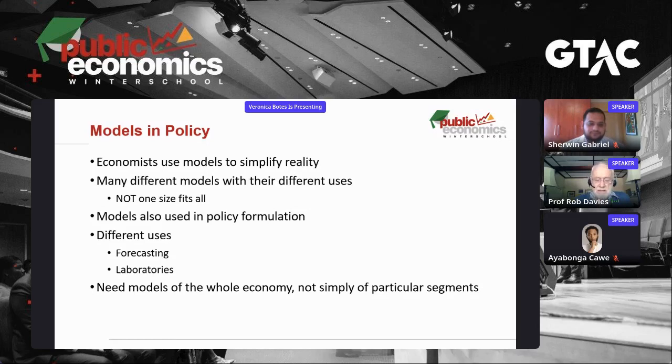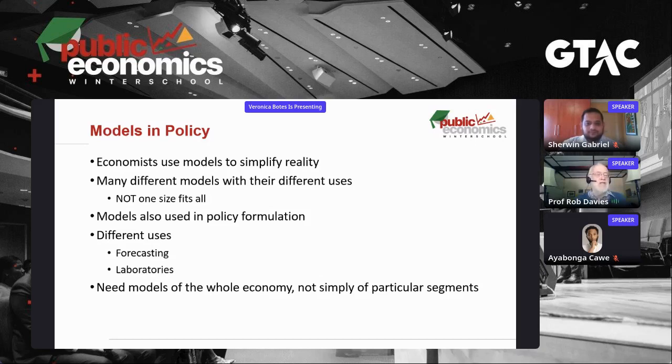Most people think about modeling in a budget office or treasury as being related to forecasting, and forecasting is definitely one of the more important things that treasury modelers have to do. But there are also other models that are used, and I'm going to talk about some of them. They are essentially used as laboratories for thinking about what the potential impact of a policy is. Before we introduce a policy, we would like to understand what its potential impacts are.